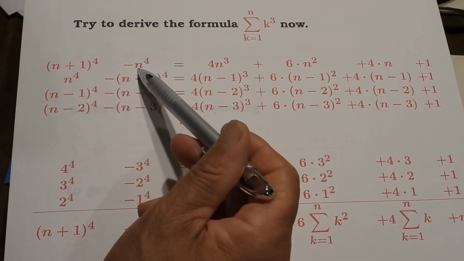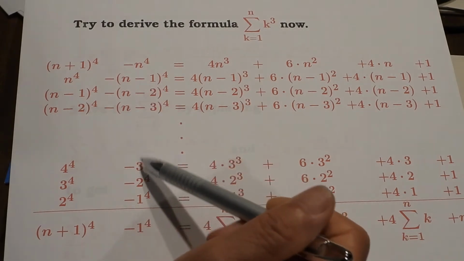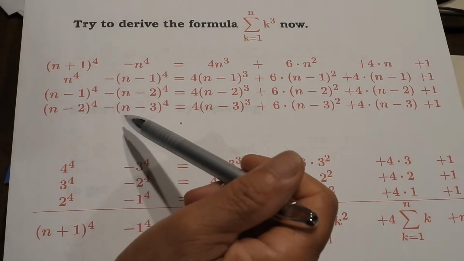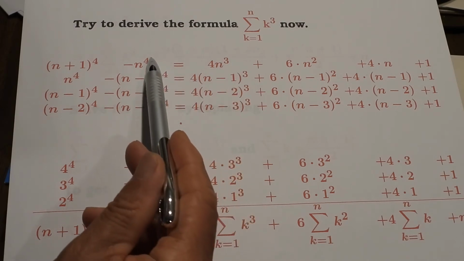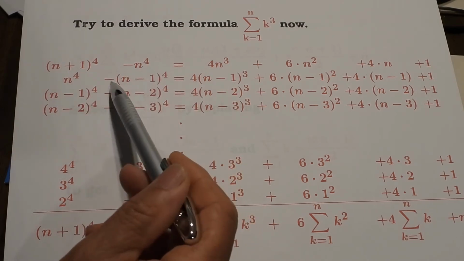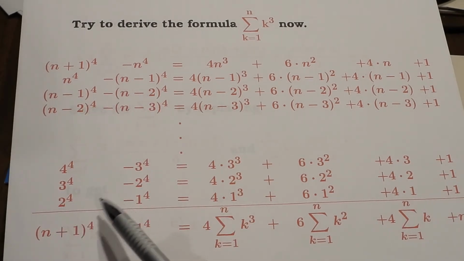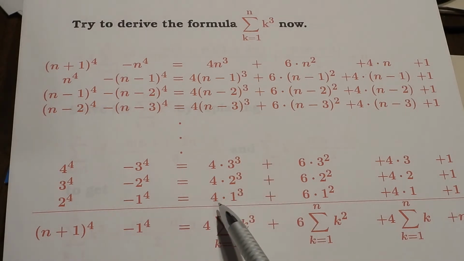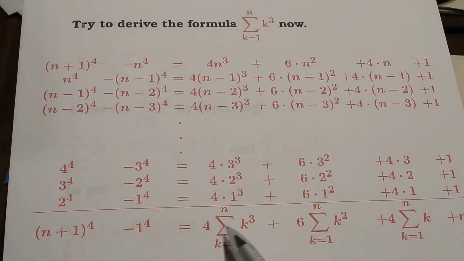You just replace the value of n by n minus 1, and then n minus 2, and then n minus 3, all the way down to 1. Then, on the left side, as we saw in the case of k squared, this one and that one cancel, same one cancel, same one cancel, same one cancel. Eventually we have n plus 1 to the 4th power minus 1 to the 4th. And the right side, now you look at here, 4 times 1 cube, 4 times 2 cube, 4 times 3 cube, all the way up to n, which means what?